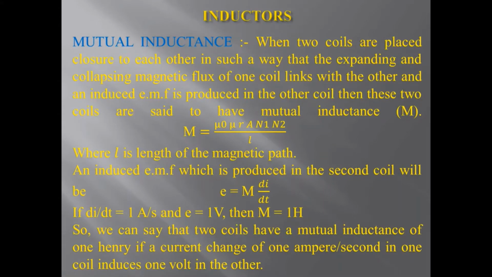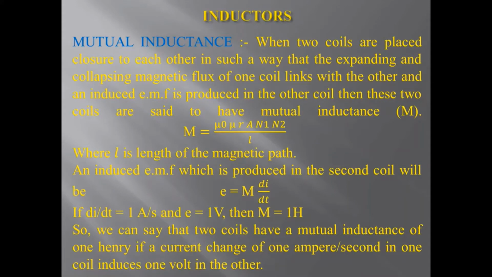mu 0 mu r A N1 N2 upon L, where mu 0 is the permeability of free space, mu r is the relative permeability of the core, A is the area of cross section of the wire, N1 is the number of turns of the first coil, N2 is the number of turns of the second coil, and L of course is the length of the magnetic path between these two coils.